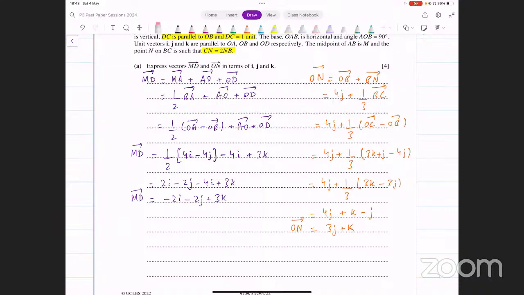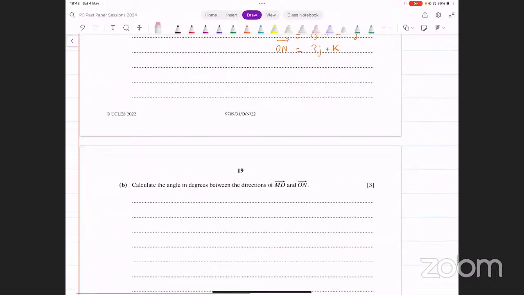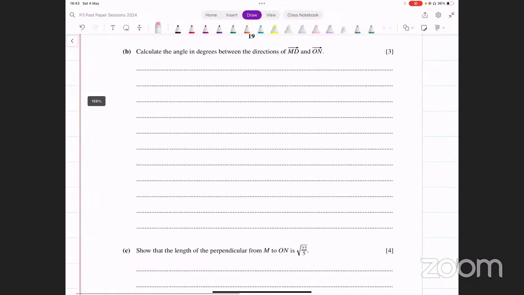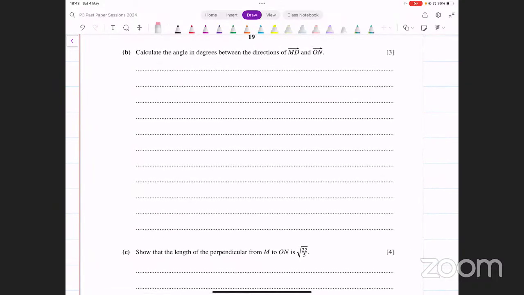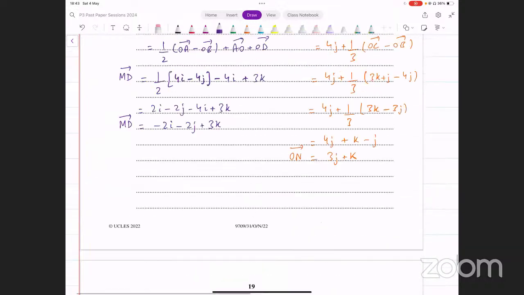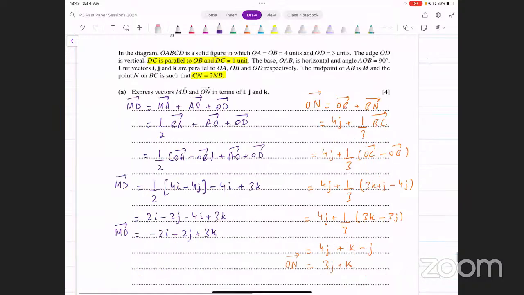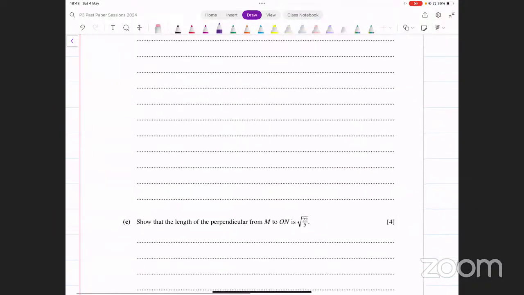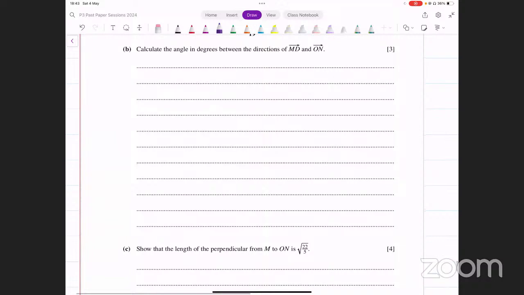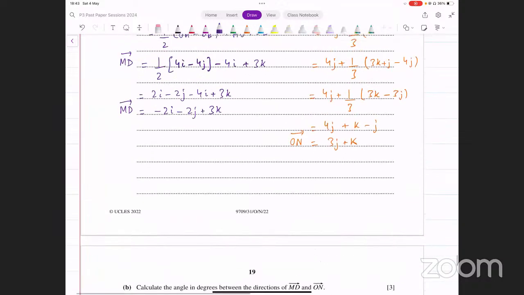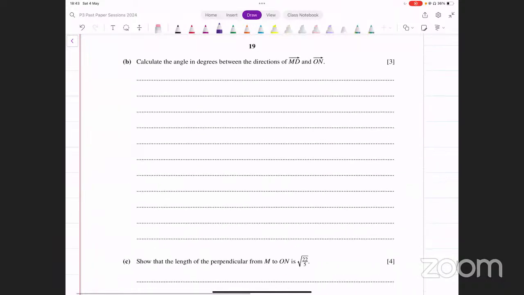All right, now let's move on. Calculate the angle in degrees between the directions of MD and ON. Angle between directions MD and ON. Okay, so we found both of those vectors before. Now you see the next two parts are pretty standard, but you can only do them if you get the first part correct, right?